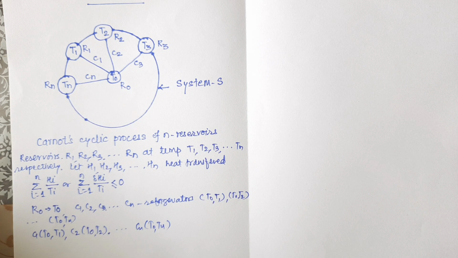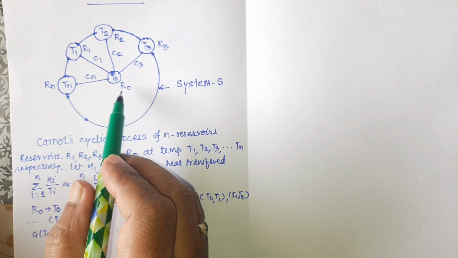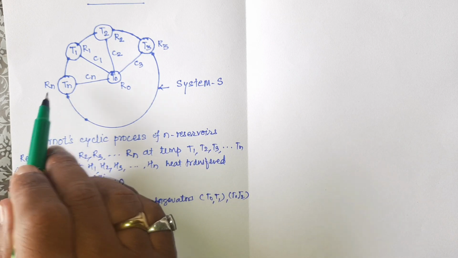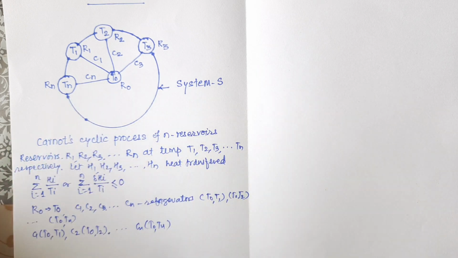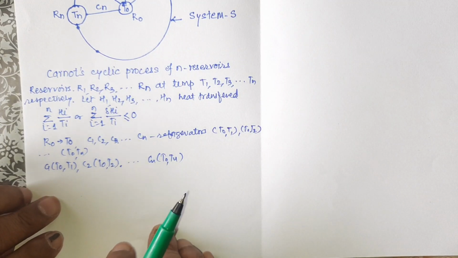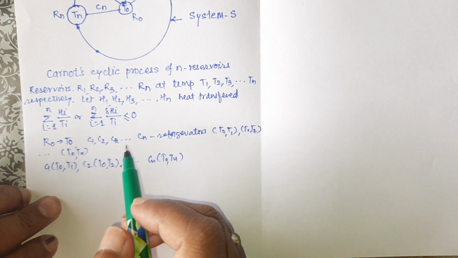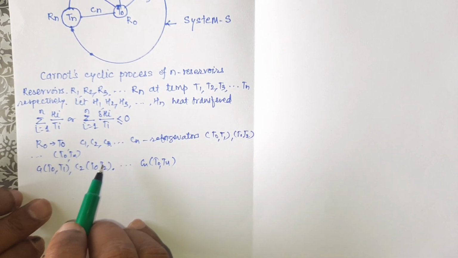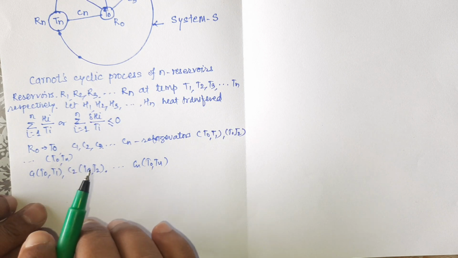So in this cyclic process, the quantity of work performed is equal to the heat absorbed during the process. There is no restriction here on the direction of interchanges of the energy, maybe either from R0 to Rn or Rn to R0. So only one restriction: that the changes should be consistent with the first and the second law of thermodynamics.